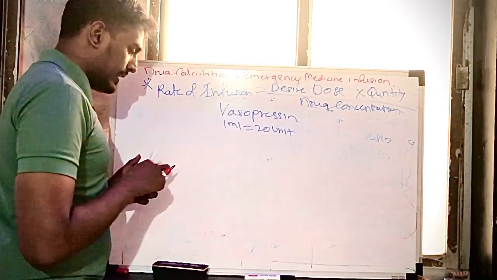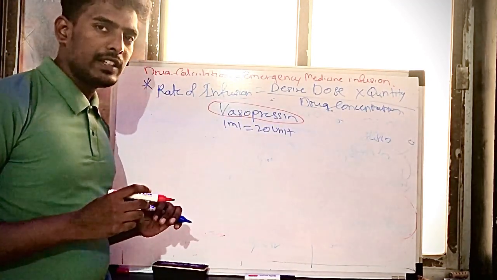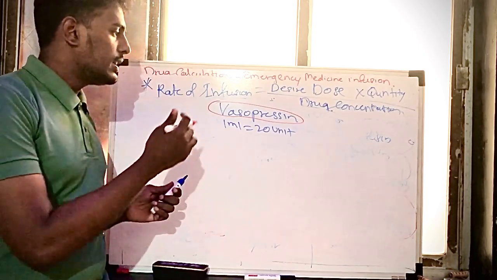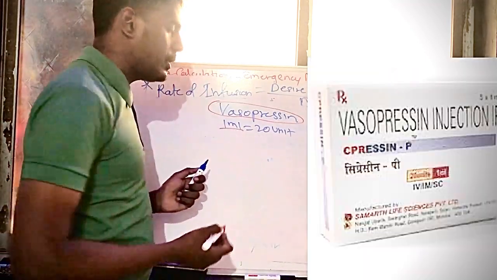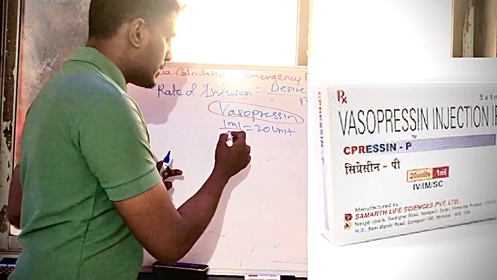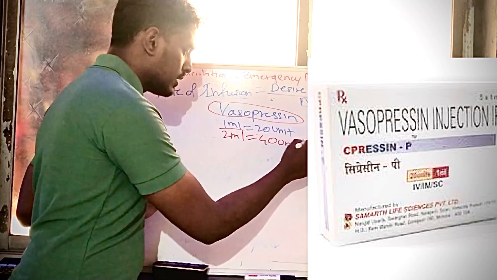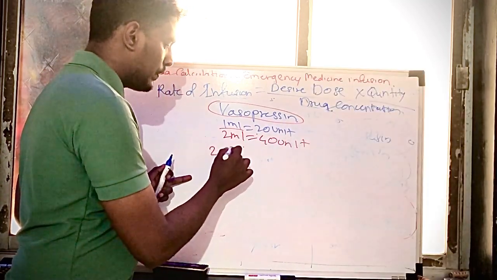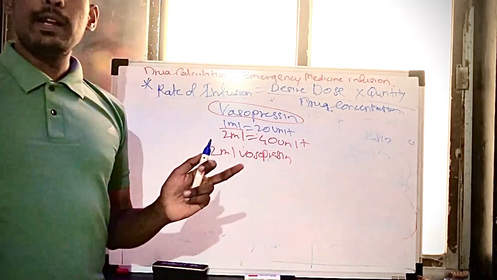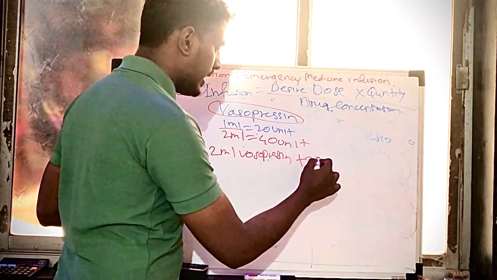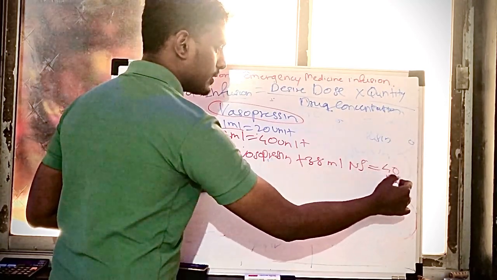Next important drug is vasopressin. In low BP we use this drug along with the NORAD. So how much is the content of normal vasopressin? 1 ml of the ampule of vasopressin contains 20 units. So we have to take 2 ml, which is equal to 40 unit. Then in that 2 ml of vasopressin, add 38 ml of NS. So your total quantity will be 40 ml.